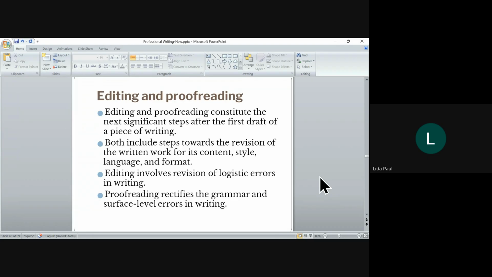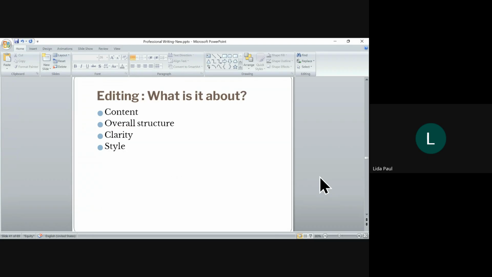Okay, that's the major difference between the two. Keep this in mind. Now, a more refined or more defined aspect of what editing is about. Editing looks at the content, the overall structure and format of what you have written, the clarity of the message that you're trying to deliver in your write-up, and the style that you have used.